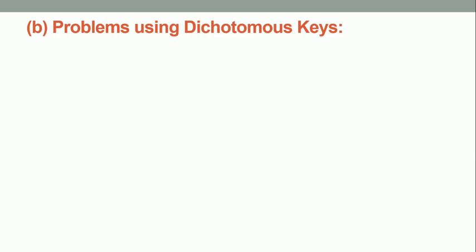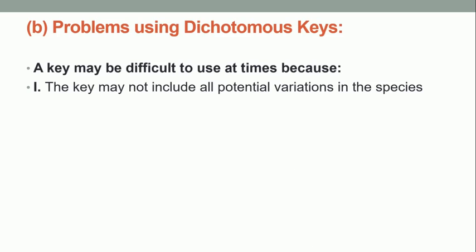whatever different types of keys we have studied over the 4 lectures, they have certain problems. So what are the basic problems of using these dichotomous keys? A key may be difficult to use at times, because the key may not include all potential variations in the species. It is not possible that a single key can cover all the couplets or the potential different characters. So that is the limitation of these dichotomous keys.